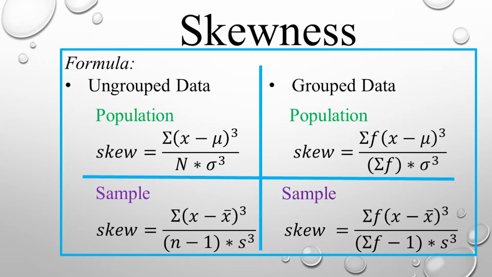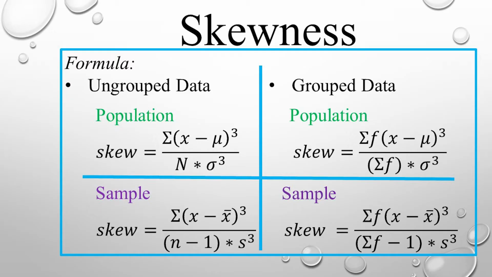So for the ungrouped data, sa Skewness, under population, let us use SKU for the symbol of Skewness. That is the summation of x minus mu quantity raised to 3 all over n multiplied by sigma cube. So ano ba yung mga letters na yan? Yung summation na yun, ibig sabihin, i-add mo daw yung lahat ng values ng x minus mu raised to 3. Ano ba yung x? That is our data. Mu is our population mean, capital N is our total population, and sigma, that is our population standard deviation. Okay, so kailangan natin tandaan yung formula na yan.